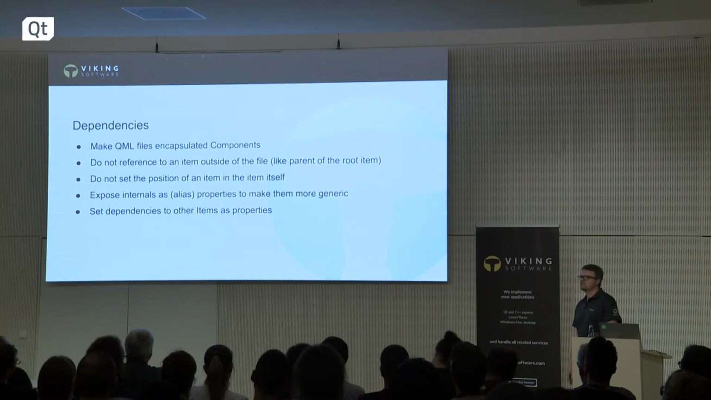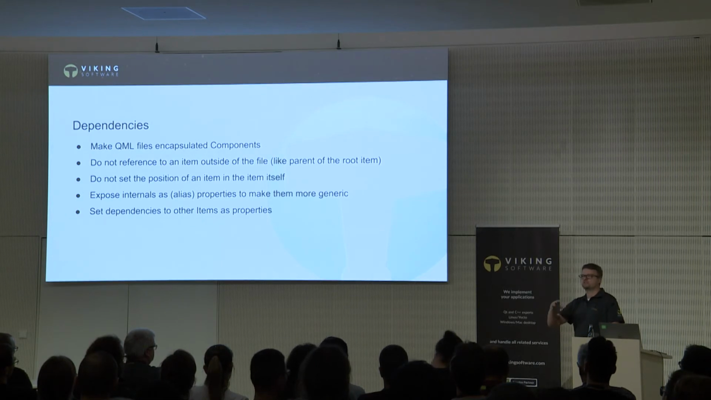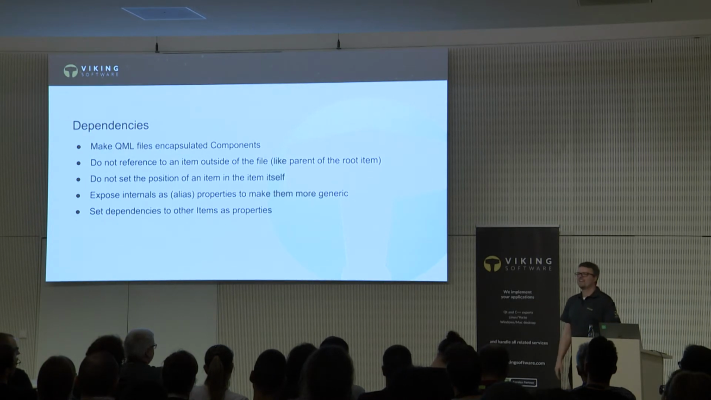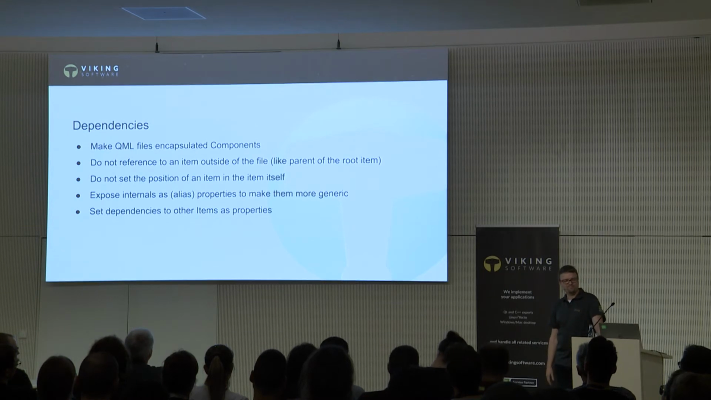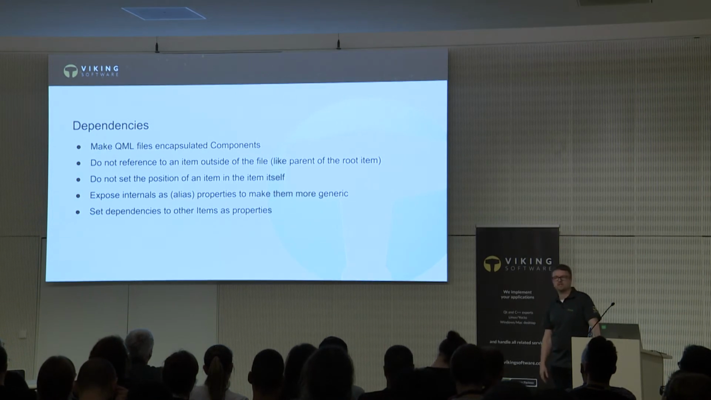Another one is don't set the position of items in the item itself. Don't say this button is at position 10, 20. As I said, the outer world knows a lot more about how it's used, and if you want it to be reusable, don't set the position there. If you start going that route, that's going to be hell. I've been there and gone back. And to make it more generic, expose internal properties as alias. It's the most efficient way to expose them to the outer world.